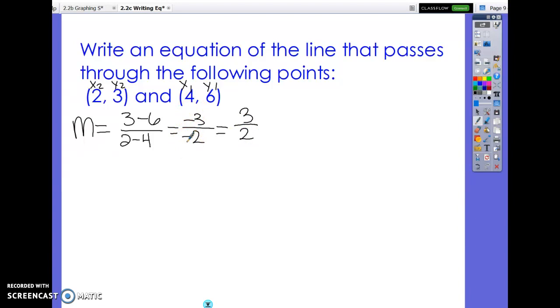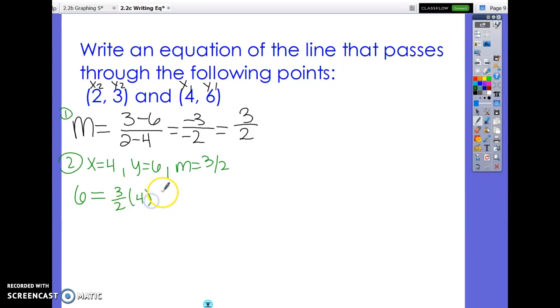Well, now we can use that to find our y-intercept. So I'm going to pick one of these points. Let's use (4, 6) this time. So this is step 1, this is step 2. So that means x is equal to 4, y is equal to 6, and we just found m is equal to 3/2. So let's plug that into our slope-intercept form. 6 = 3/2 times 4 + b.